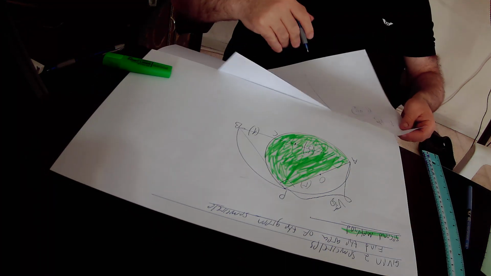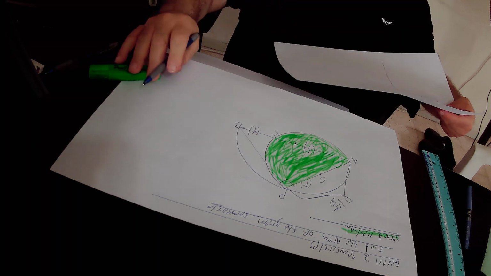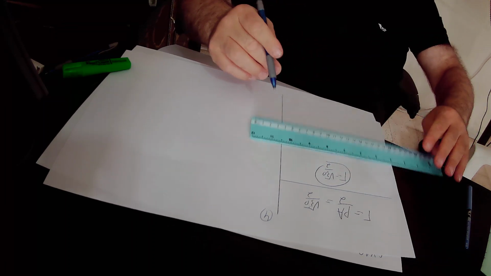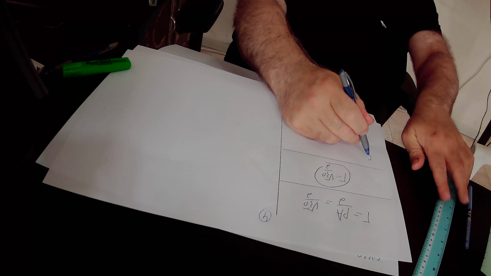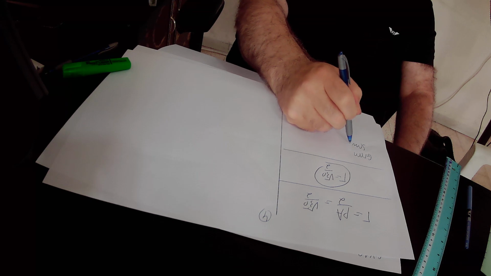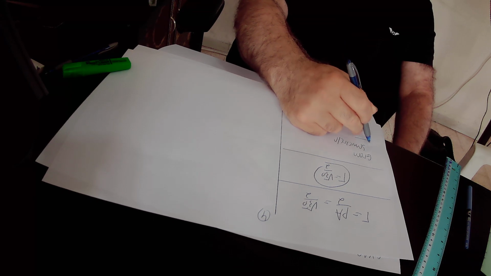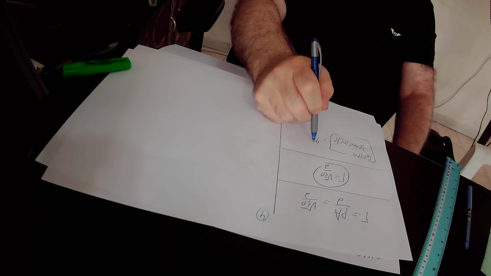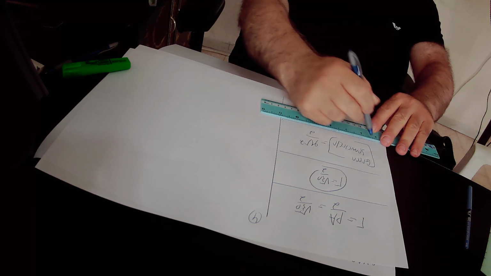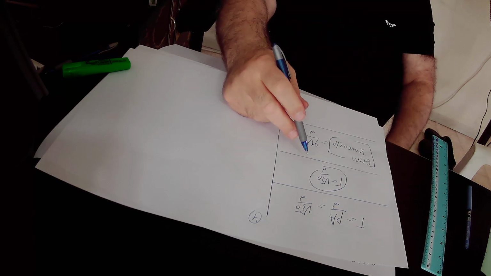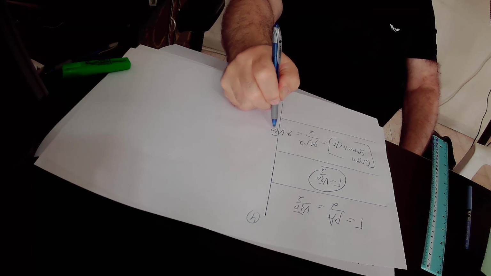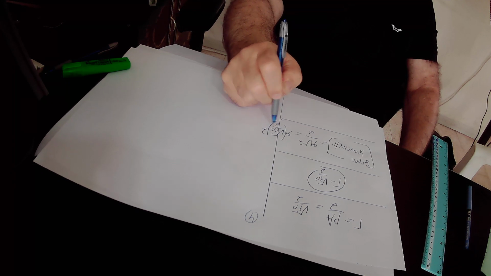Our mission is to find the area of this green semicircle. The area of the green semicircle equals pi r squared over 2. So I write it down. The area of the green semicircle equals pi r squared over 2. R is square root of 30 over 2, therefore r squared is square root of 30 over 2, squared. So it is pi times square root of 30 over 2 squared, divided by 2.